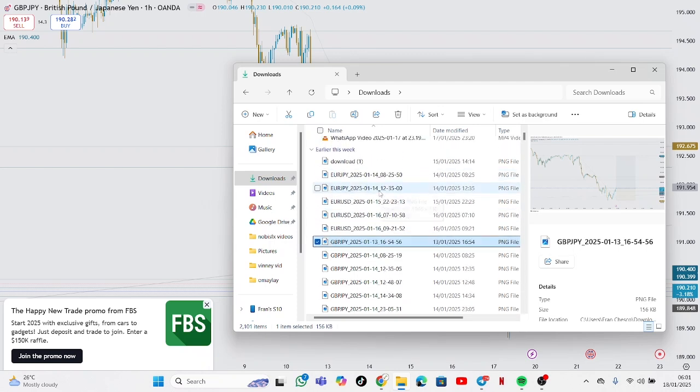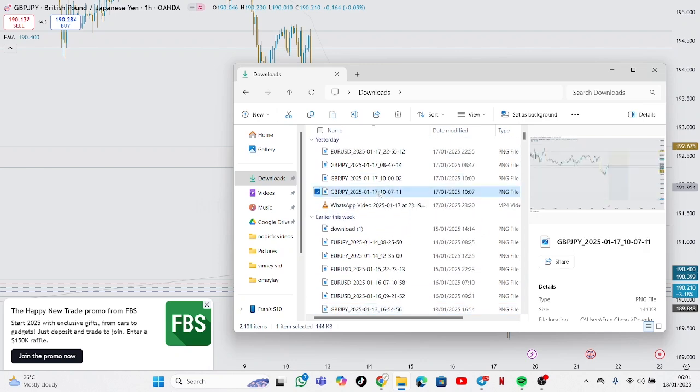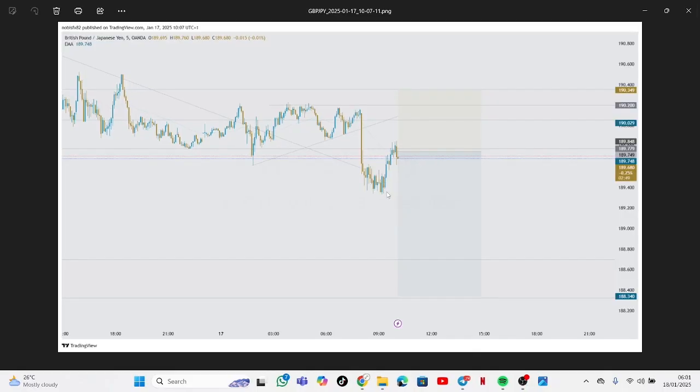Where is that GJ? Okay, guys, see the trade here. So this was the trade that happened during that Asian session. I didn't execute it because of my trading plan.